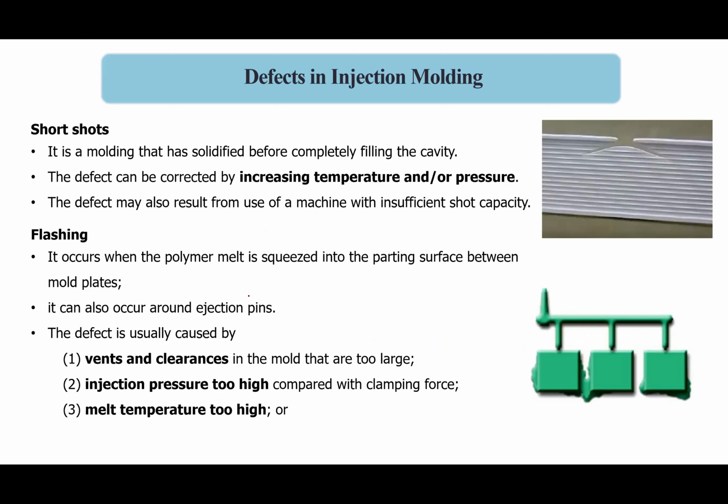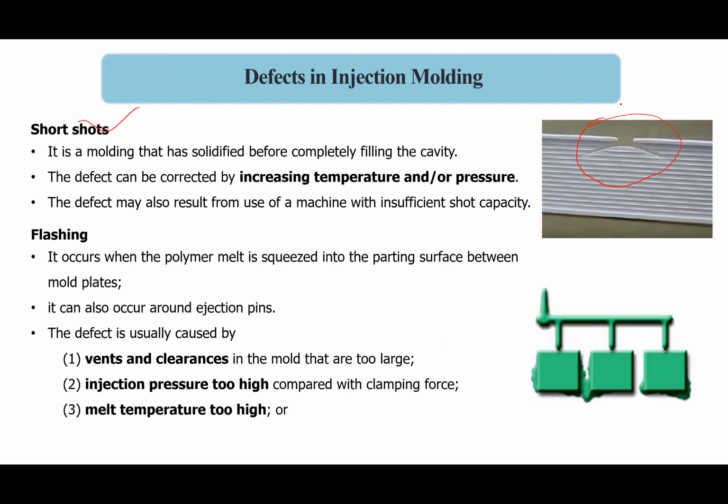So the next is the defects in injection molding. What sort of defects can you encounter when you produce a product using the injection molding method? The first one is short shots. The name actually tells you what kind of defect it is, like a product with a shortage of material in the cavity.